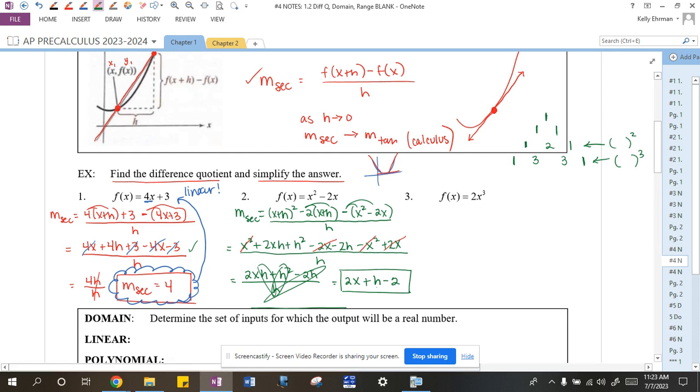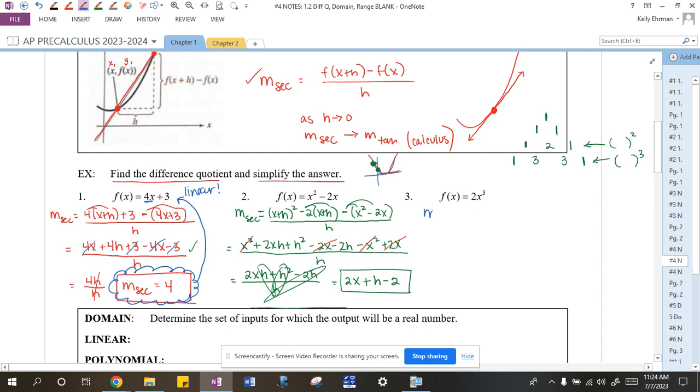So again, this is a formula for the slope of the secant line, meaning I can pick any x on the graph. I can pick any point h units away, that can be to the right or to the left, and then I can calculate 2x plus that h minus 2, and that will give me the slope between those 2 points.